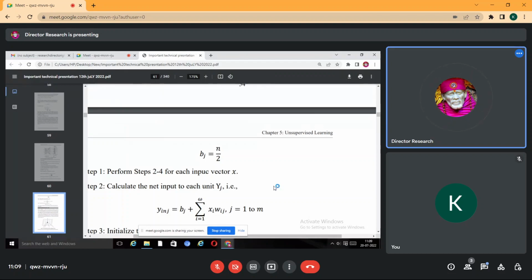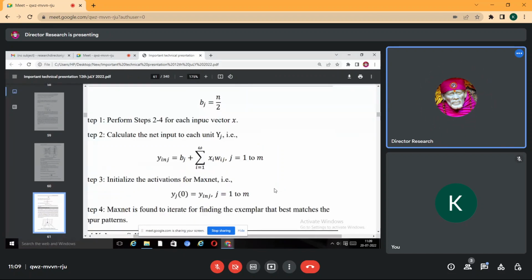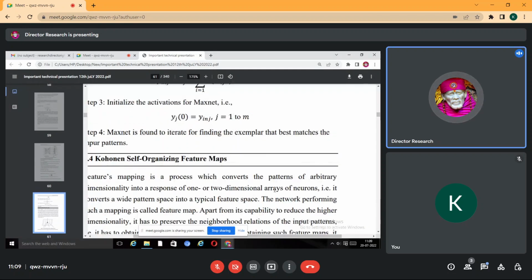Step 2, calculate the net input using the weights and corresponding inputs. Step 3, initialize the activation of MaxNet. It's very simple once you observe. MaxNet is bound to iterate. This gives the exemplar closest to the input patterns.